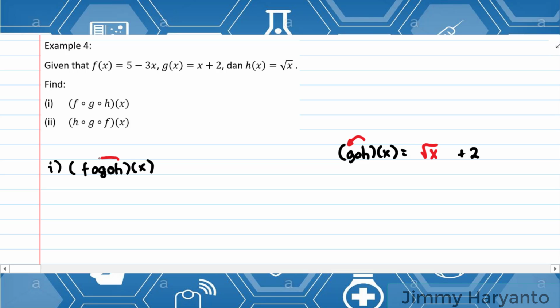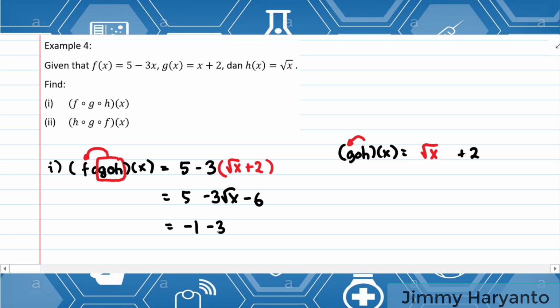Now I have g∘h right here, which needs to go to f. So the f is 5 - 3x. I have to put the g∘h(x) into the f. So I will erase this x and then change it into √x + 2. Yeah, so you have to do it one by one. Negative 3√x, negative 6. So we will have -1 - 3√x. There you go.